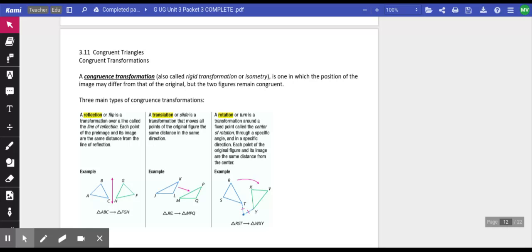So this just means if I do a reflection or a flip, as shown in our first example here, that these two triangles are still congruent because all I did was reflect it over that line.